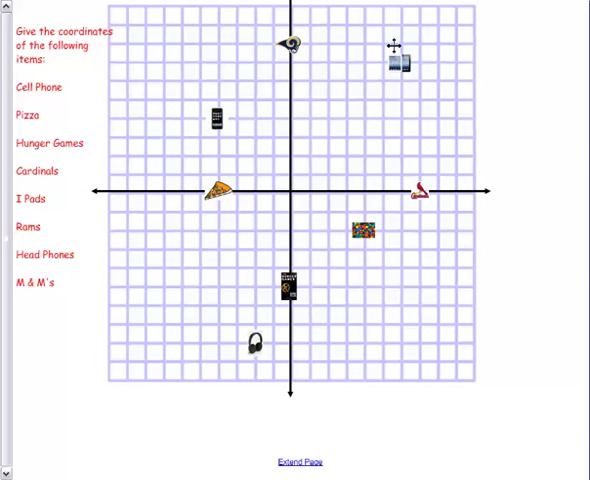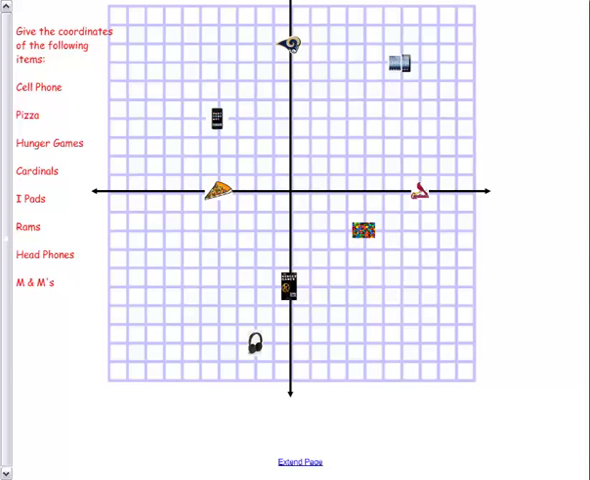I want you to give the coordinates for the following. Each one of these is important to make note of the type. So we got a cell phone. The cell phone's right here. We've got a pizza. The pizza's right here. The Hunger Games book is right here. Cardinals are right here. Rams. We got some headphones and we've got some M&Ms. Try each one of these, and then I will be back in just a second to show you the answers. Make sure you pause the video.